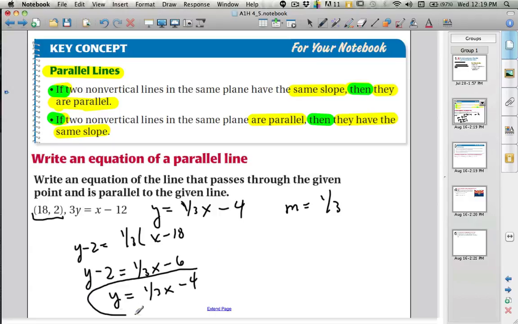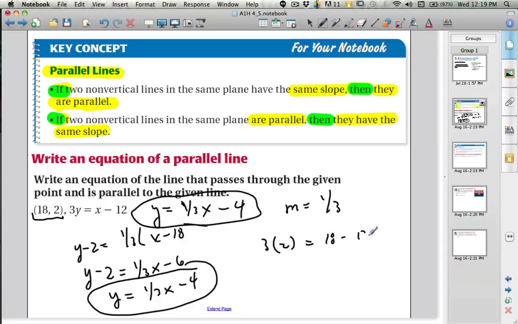Oh, well, look at that. They're the same line. Theoretically they're parallel lines, but they're really the same line. For it to be a different parallel line, it would have to have a different y-intercept. If we want to double check this, I plug the x and y into my first equation: 3 times 2 equals 18 minus 12, 6 is equal to 6. Oh, well, this is a point on that line. Of course it is. They are actually the same line.